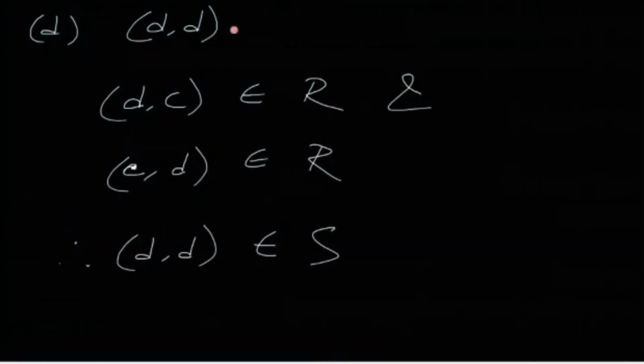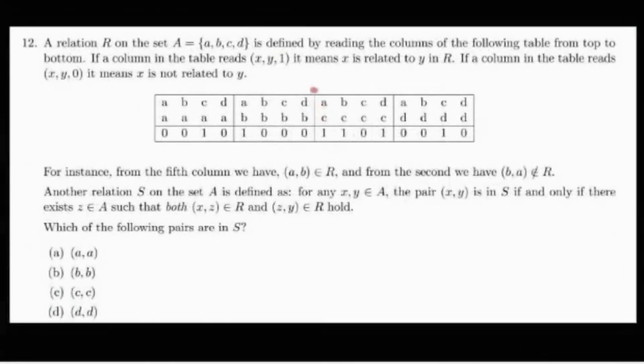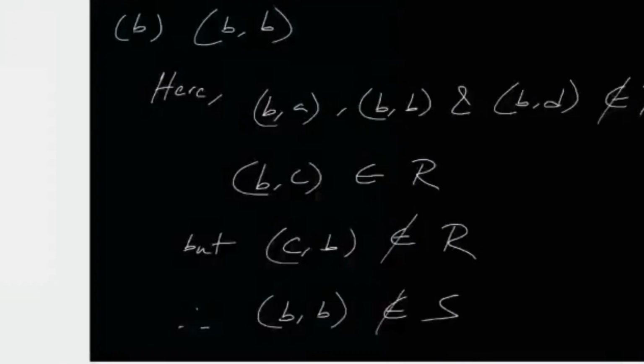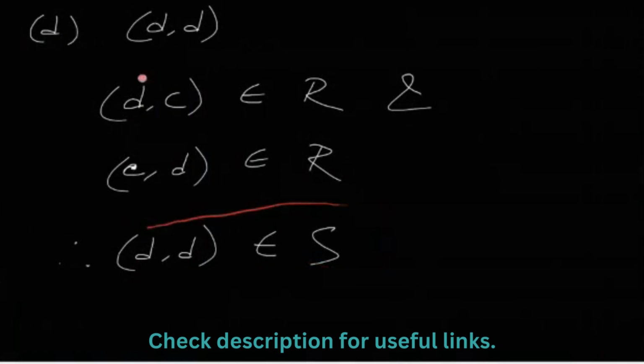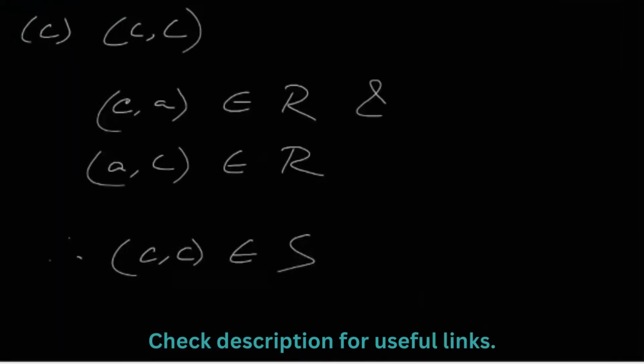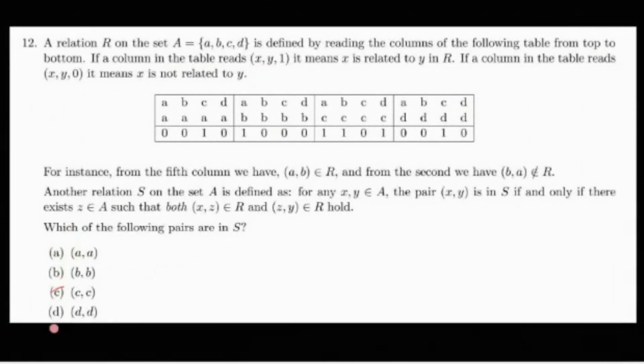Lastly, option D, (D, D). (D, C) and (C, D) actually belong to R. You can easily see that from the table. D, C, 1 means (D, C) belongs to R, and C, D, 1 means (C, D) also belongs to R. That means (D, D) belongs to S. So basically (A, A), (C, C) and (D, D) all belong to S. Only (B, B) doesn't belong to S.